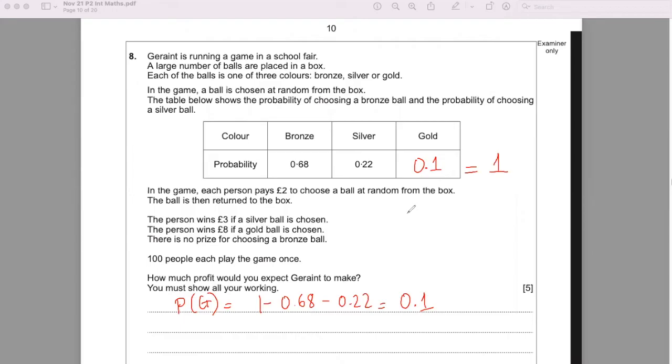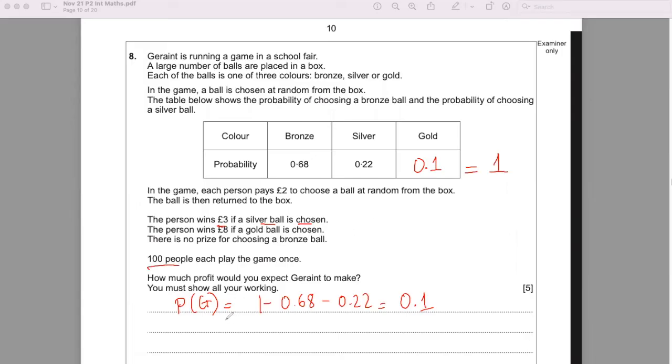Okay. Now, in the game, each person pays £2 to choose a ball at random from the box. The ball is then returned to the box. The person wins £3 if the silver ball is chosen. The person wins £8 if a gold ball is chosen, and there's no prize for choosing a bronze ball. 100 people each play the game once.